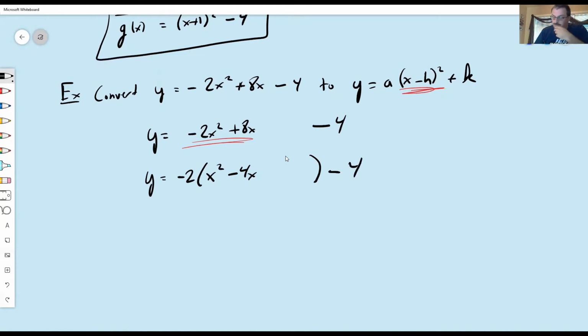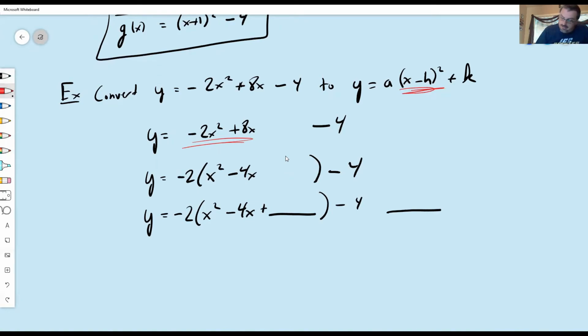Minus 4. Plus something right there, minus 4, and let's put a blank here. I'm going to leave that open, and leave this sign here open for now, because I want to talk about it. So right now, while we're inside here, we'll take half of 4, which is 2, add its square.